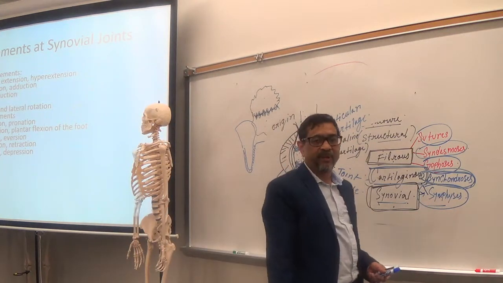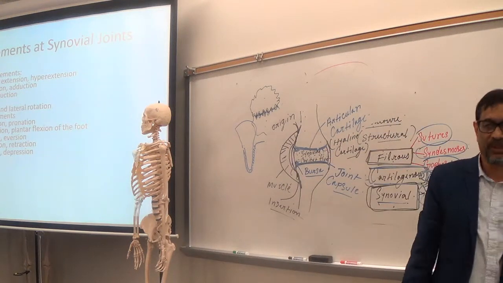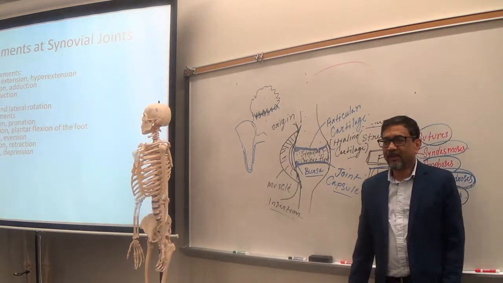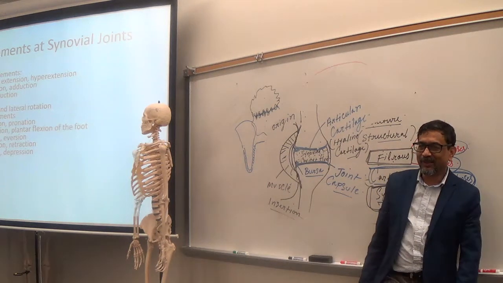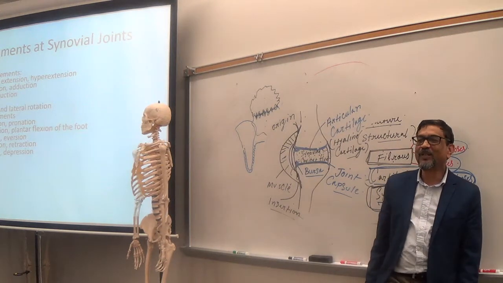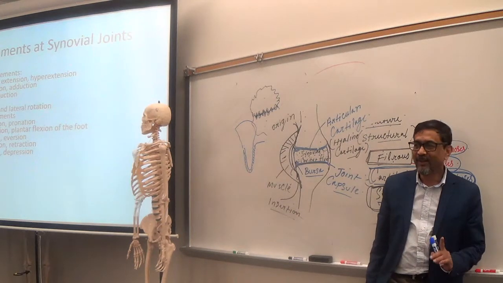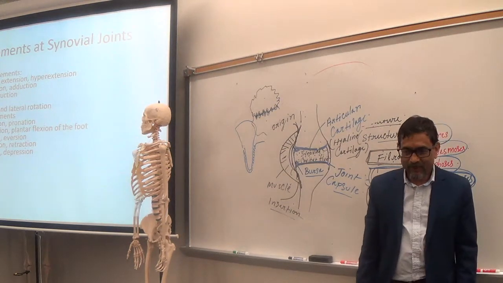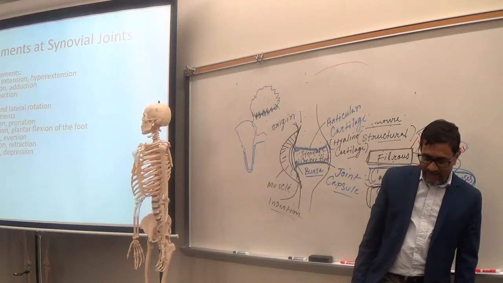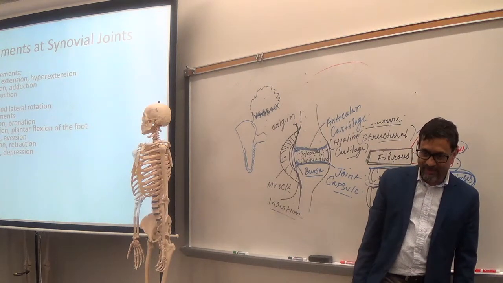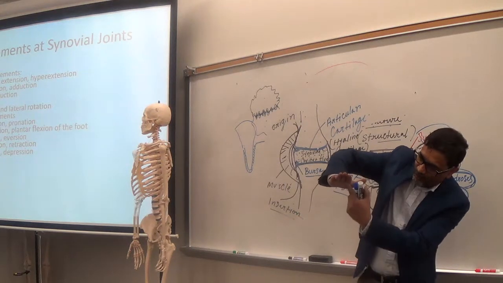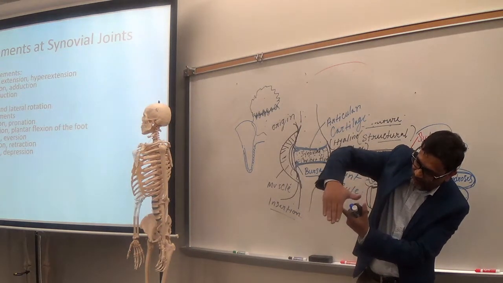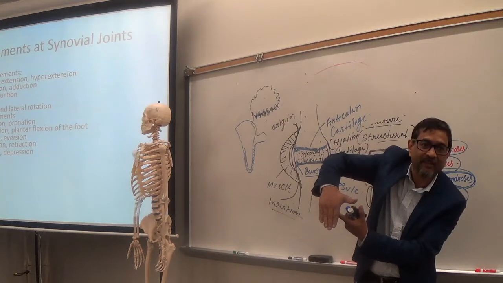Dorsiflexion, plantar flexion occurs in the foot. Now, which one is the plantar surface? The sole or the top? Sole is called the plantar surface, remember, okay? So if I move towards the sole, like this, look at this, this is your foot, this is the sole of the foot. If I move towards the sole, that is called plantar flexion, make sense?